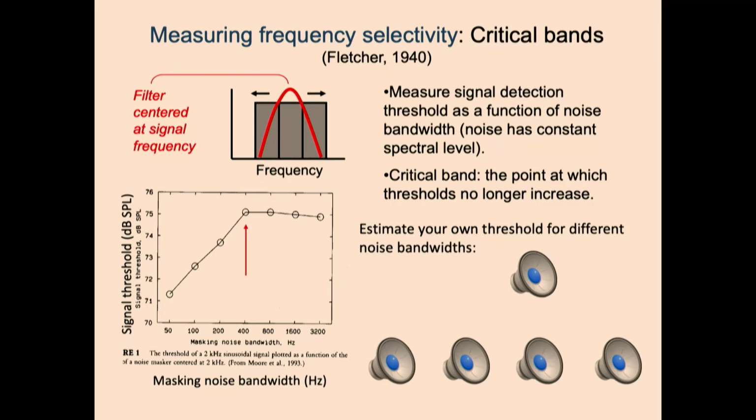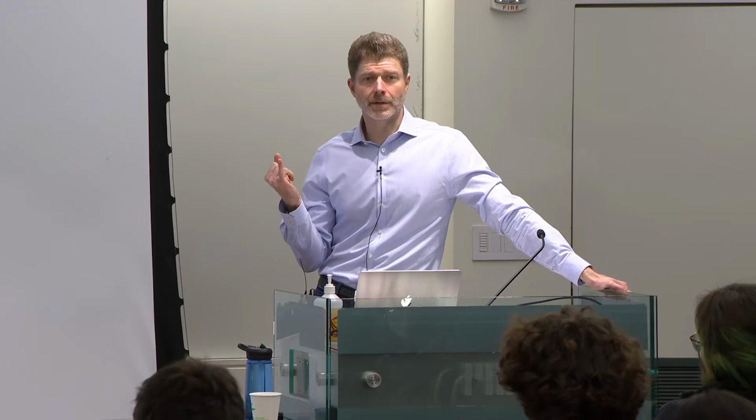So we're going to demonstrate this and measure our own critical bands. What we're going to do is an experiment where I will play you a sequence of tones that will decrease in level. And your job is to count how many of them you hear. The idea is the number that you can hear will be inversely proportional to your threshold. All right, so let's check it out.